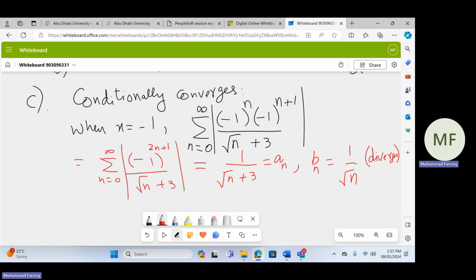Okay, now can you use the DCT? Just check which is big, which is small. I think no. Okay, don't waste time. Go LCT, please. So what does LCT say? The limit as n approaches infinity of A sub n divided by B sub n. Am I right?